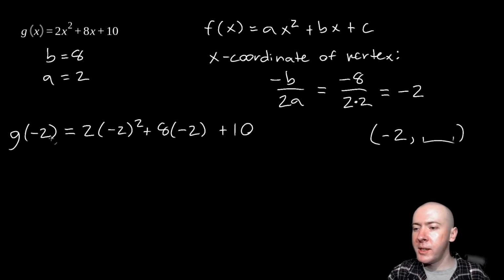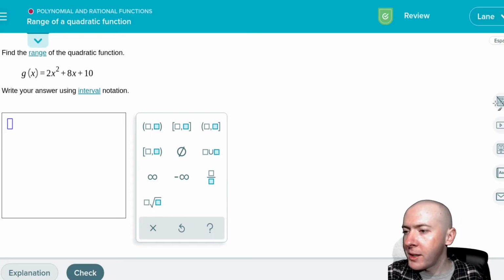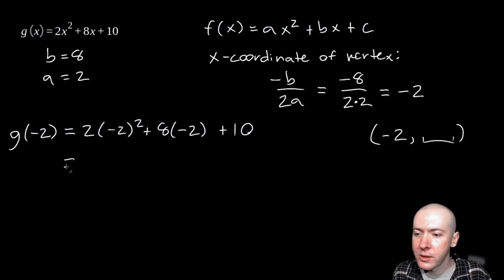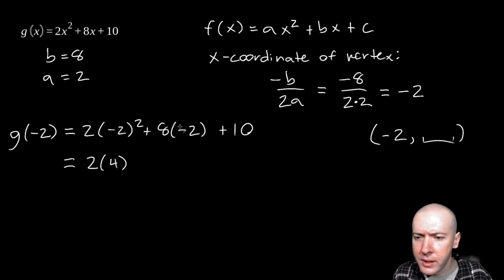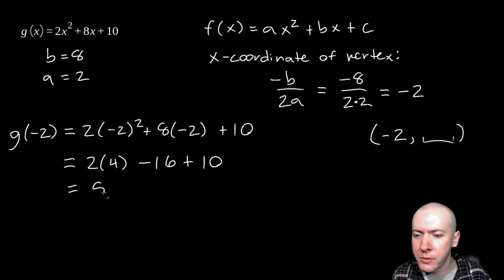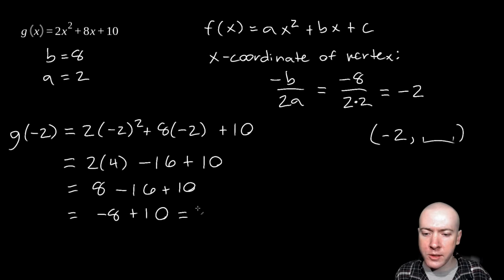Okay, so I just plugged in negative 2 for x, and in these problems, we cannot use the calculator, so we need to work this out by hand. So let's do that. First, exponents, right? Negative 2 squared is 4, so this is 2 times 4. And 8 times negative 2 is negative 16, right? And then we have plus 10 on the end. And 2 times 4 is 8. Now, 8 minus 16 is negative 8. And negative 8 plus 10 is positive 2.